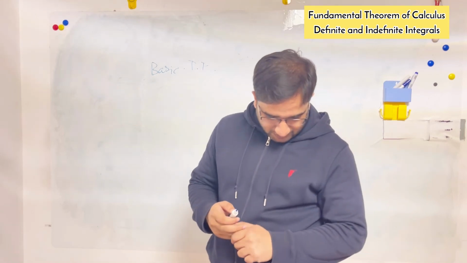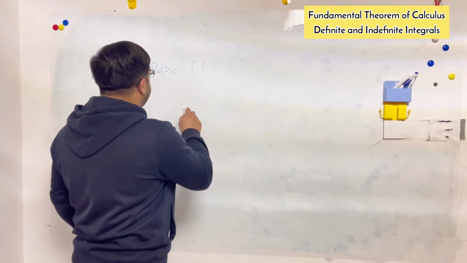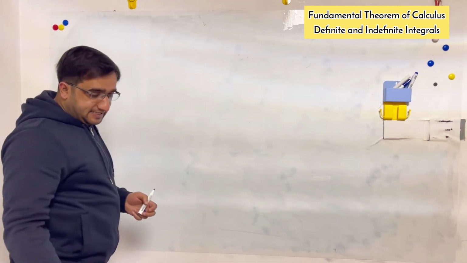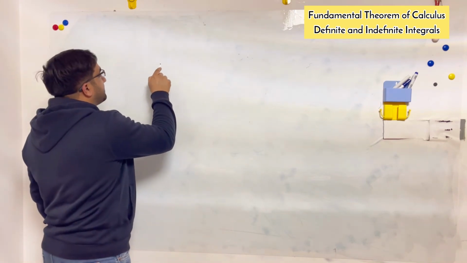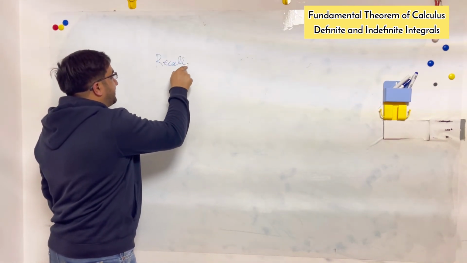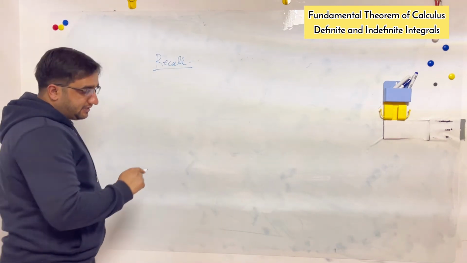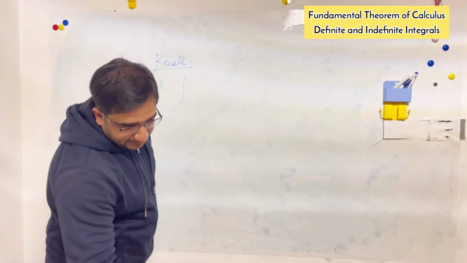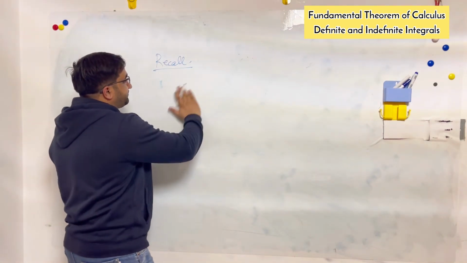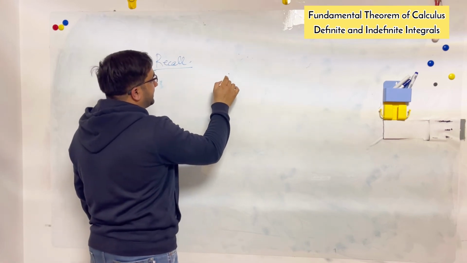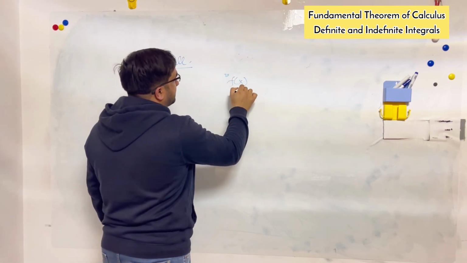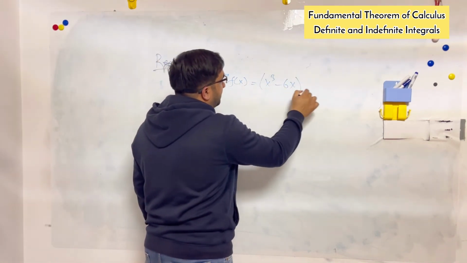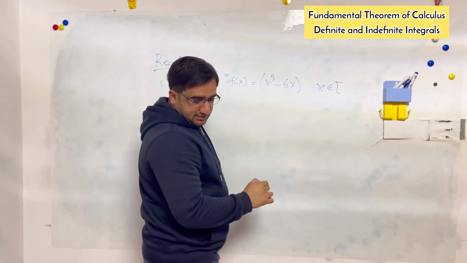Okay, simple examples. Let us recall first. We are now trying to see the results as compared to the Riemann sum. We are again going to recall an example. We said, find the area under the curve when the function is f of x equals x cube minus 6x. Remember? And x belongs to the points 0 and 3.